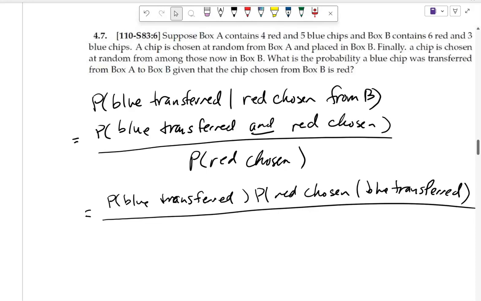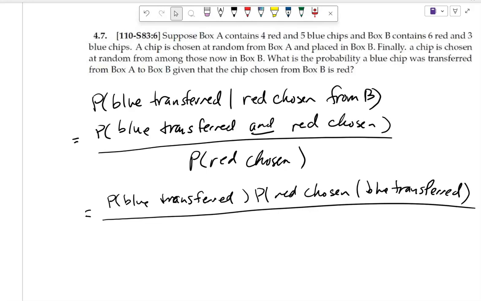How can you get to the bottom? The bottom is kind of getting to the end, right? We want the probability that a red was chosen from B. How can we get to the end? Well, there's multiple steps we can take to get to the end, right? In this case, there's two. What are the two steps to get a red chosen? Transfer red and transfer blue. Transfer red, transfer blue. Exactly. Those are the two ways that we can get to the end, right? First transfer a red and then pull a red. First transfer a blue and then pull a red, right?